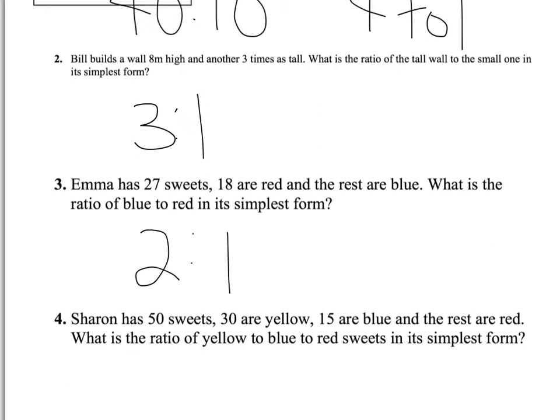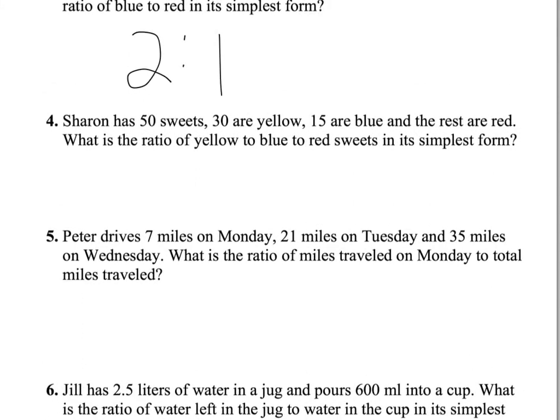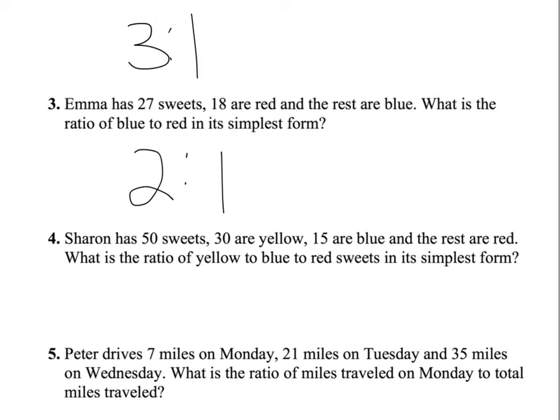2 to 1. What was the ratio before you reduced? 18 to 9 was correct, reducing to 2 to 1. Very good. Number 4. Oh, sorry, I apologize. This one right here says, what is the ratio of blue to red? So, in fact, this should be 1 to 2. Oh, it's okay. Order is important, guys. Remember that. Order is important.